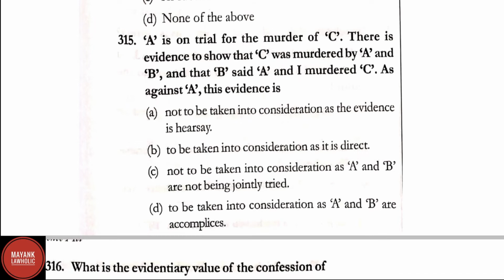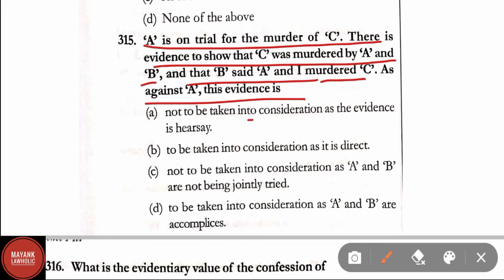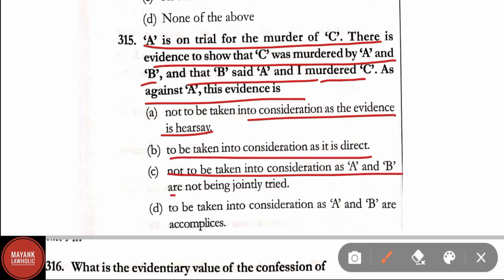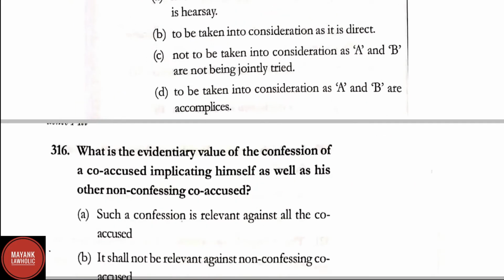Question number 315. A is on trial for the murder of C. There is evidence to show that C was murdered by A and B, and that B said A and I murdered C. As against A, this evidence is: A, not to be taken into consideration as the evidence is hearsay; B, to be taken into consideration as it is direct; C, not to be taken into consideration as A and B are not being jointly tried; D, to be taken into consideration as A and B are accomplices. In question number 315, correct answer is option C, that is not to be taken into consideration as A and B are not being jointly tried.